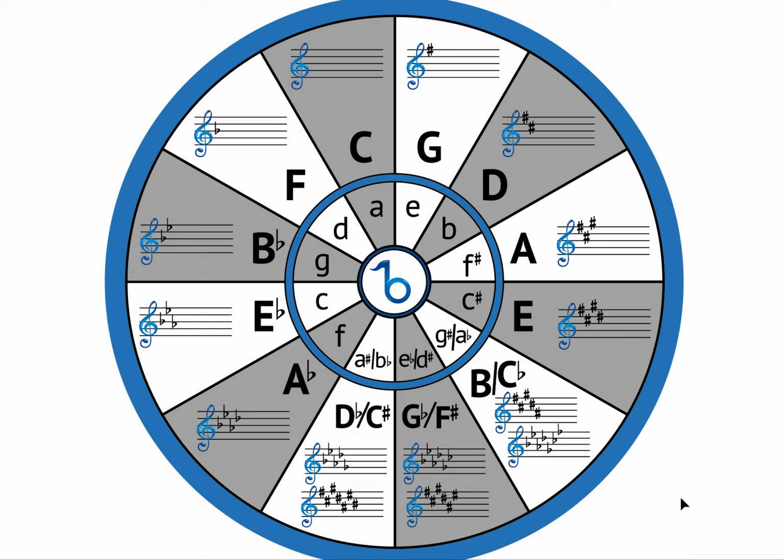And you'll notice on the outer circle, for the A flat, there's not a corresponding G sharp, or for the E flat, there's not a D sharp, or for the B flat, an A sharp. This is because there's no written key for those. So we only included the written keys.